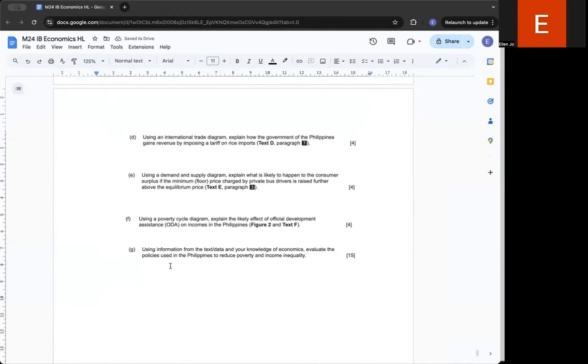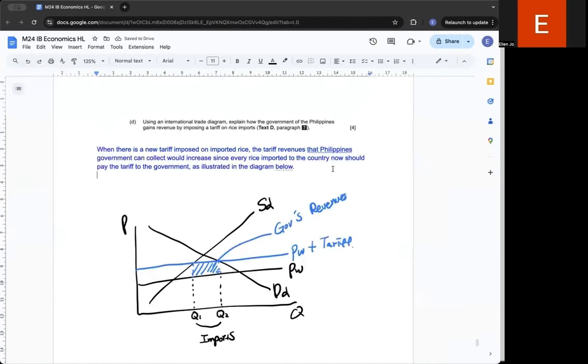D. Using an international trade diagram, explain how the government of the Philippines gains revenue by imposing a tariff on rice imports. When there is a new tariff imposed on imported rice, the tariff revenue that the Philippines government can collect would increase, since every unit of rice imported to the country now has the tariff imposed. You can find the situation in the diagram below.